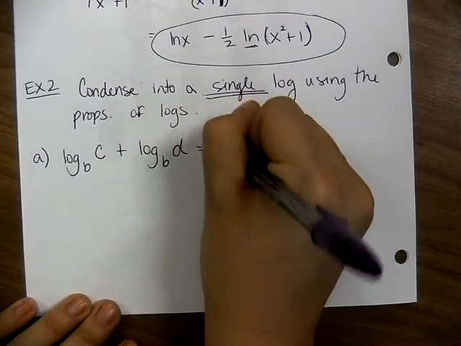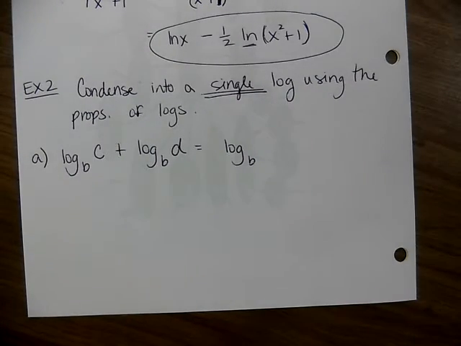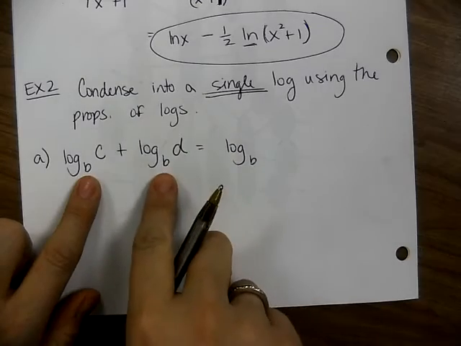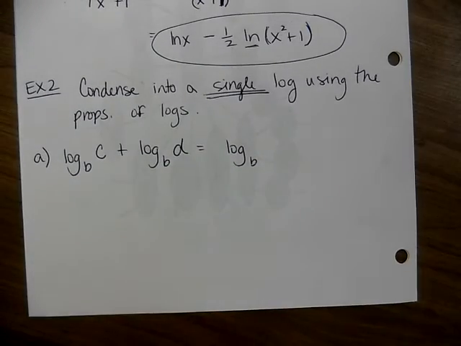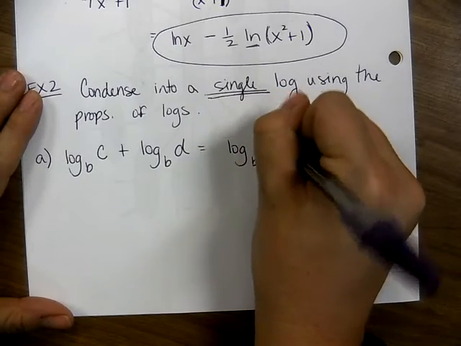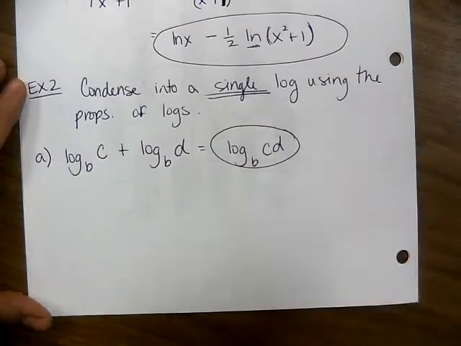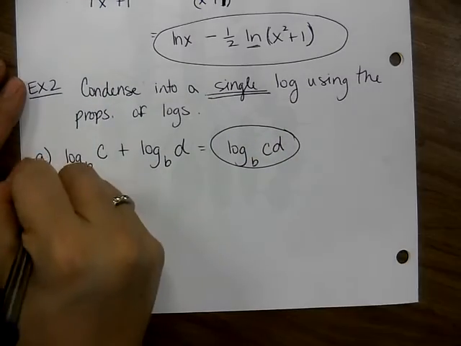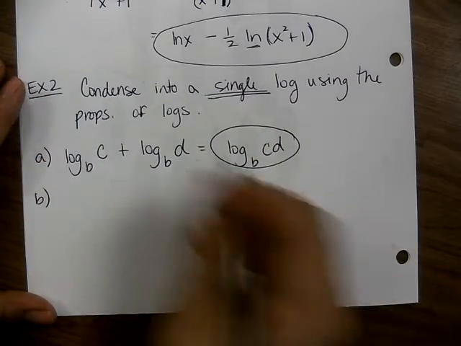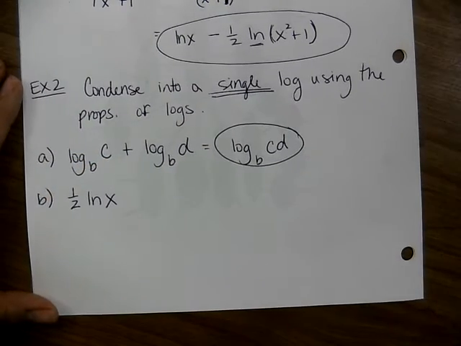So this is just going to condense into log base b. Don't forget your base. Also, you have to have the same base. Like if this was log base b and this was log base x, you couldn't combine these. They have to have the same base. So we're going to get log base b of CD. You don't need parentheses around that. How about 1/2 natural log of x?